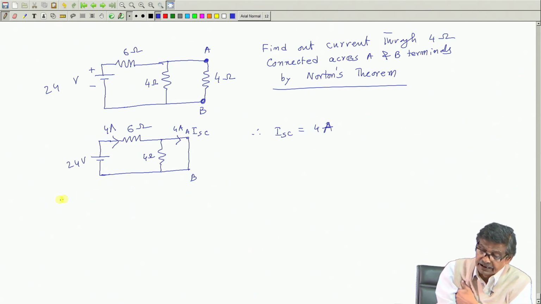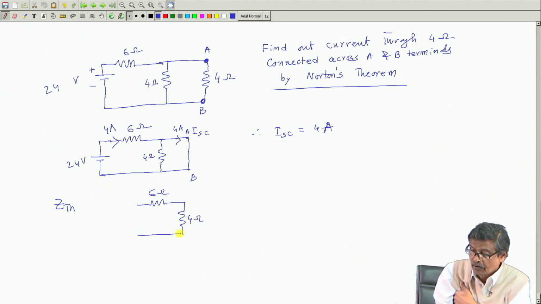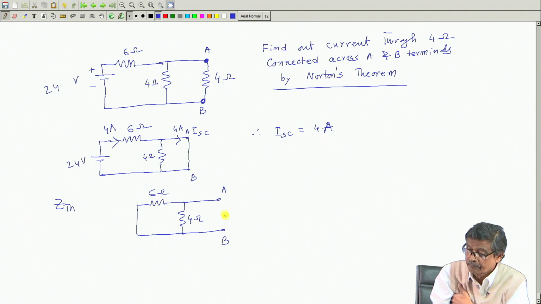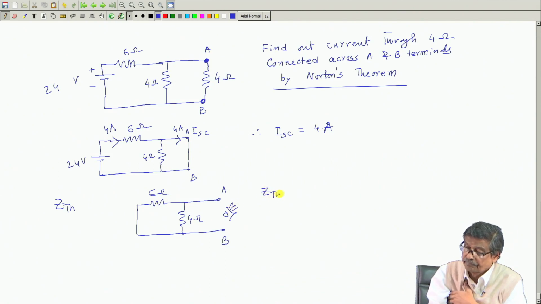Then find out Z Thevenins. So, to find out Z Thevenins, what you have to do is this: 6 ohm, this is 4 ohm, all internal sources should be replaced by short circuit. So, 24 volt goes there, this is A and B. With 4 ohm removed, this load impedance removed, you find out Z Thevenins, which in this case is 6 into 4 by 10, that is 2.4 ohm.